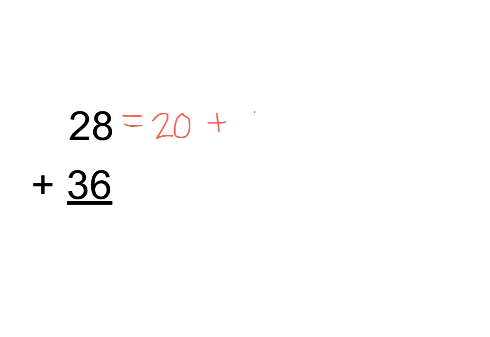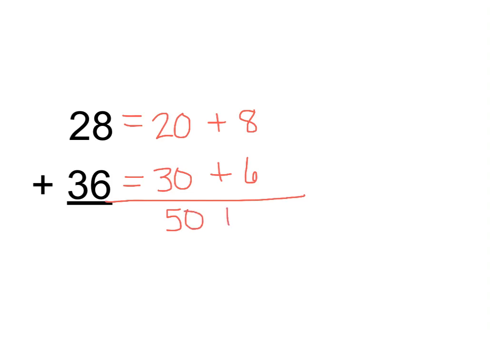28 is 20 plus 8. 36 is 30 plus 6. 30 plus 20 equals 50. 8 plus 6, there's lots of ways you can think of this. Again, you might think of that as a 5 and a 3. And this is a 5 and a 1. There's our 10 plus our 4.